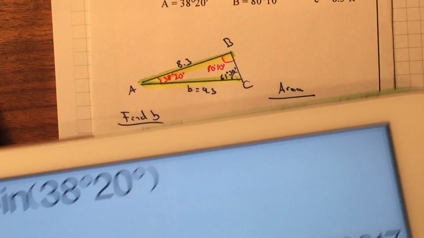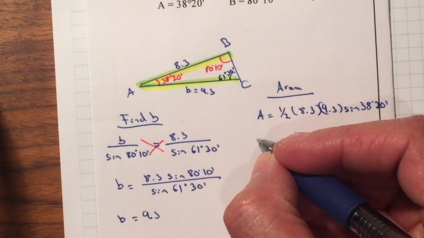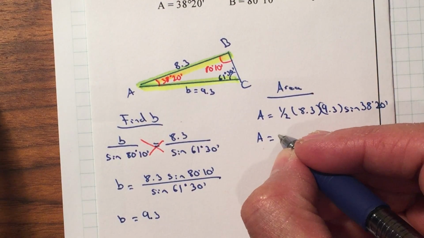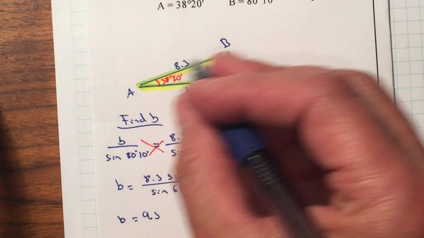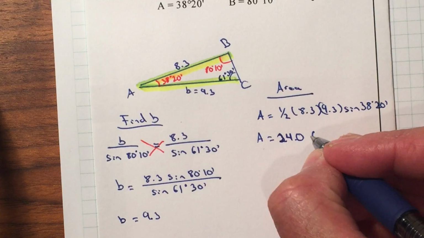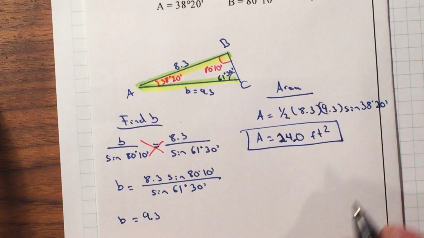So therefore, the area will be 23.9. And we're just going to round it up to 24.0. And in this case, they are feet squared. And that is the area, 24 feet squared.